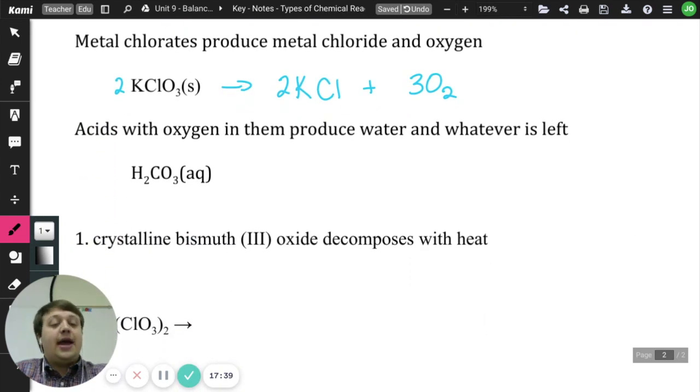All right. Next, acids with oxygen in them produce water and whatever is left. And so this is basically rule number 6 here. So here I've got an acid. How do I know it's an acid? Well, it starts with hydrogen. So it's going to produce water, H2O, and whatever's left. So if I've got 2 hydrogen already and 3 oxygen, well, there's only 1 oxygen over here.